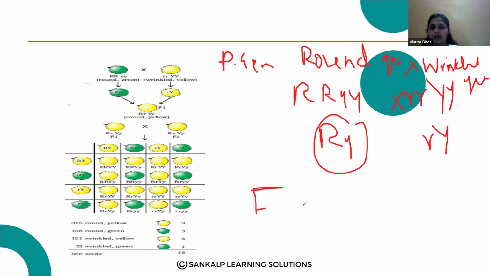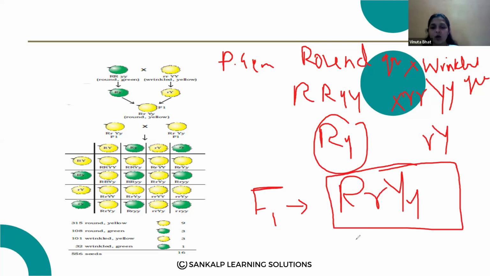F1 generation plants. So they are having the capital R, capital Y, small y combination. Okay, so all are round yellow plants. So these F1 plants are when they are self-pollinated, I will change this now. F1 generation plants, that is capital R, small r, capital Y, small y crossed with capital R, small r, capital Y, small y.